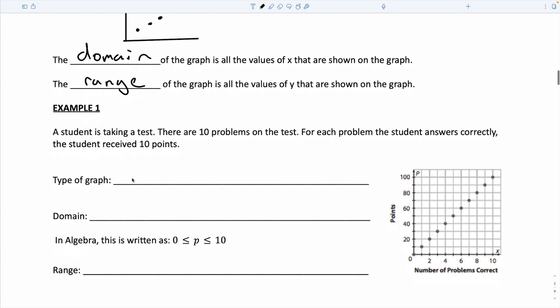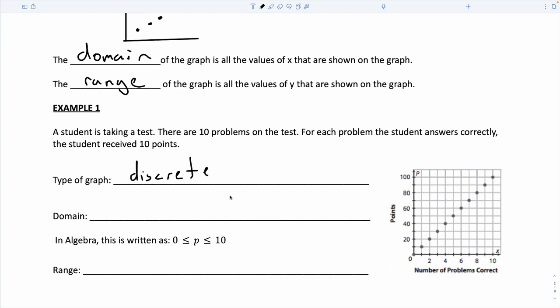Let's take a look at a real-world example. A student's taking a test. There are 10 problems on the test. For each problem the student answers correctly, the student receives 10 points. What type of graph is this? Turn and talk to your partner. 5 seconds. Go. Write it on the line. There is no line connecting it.